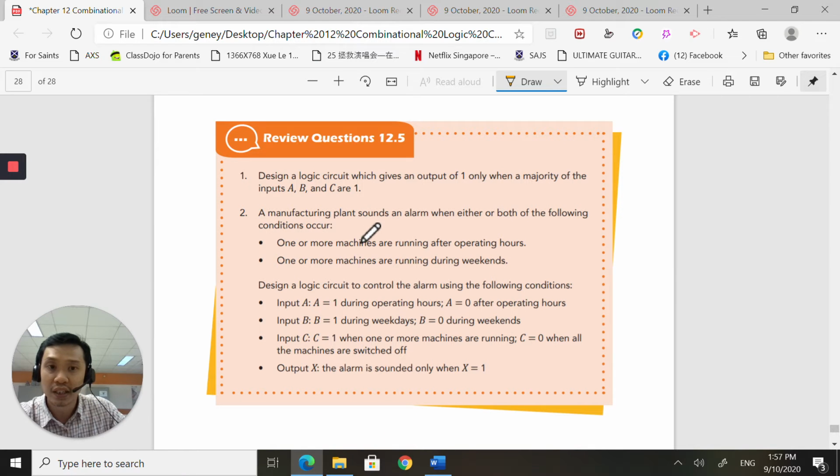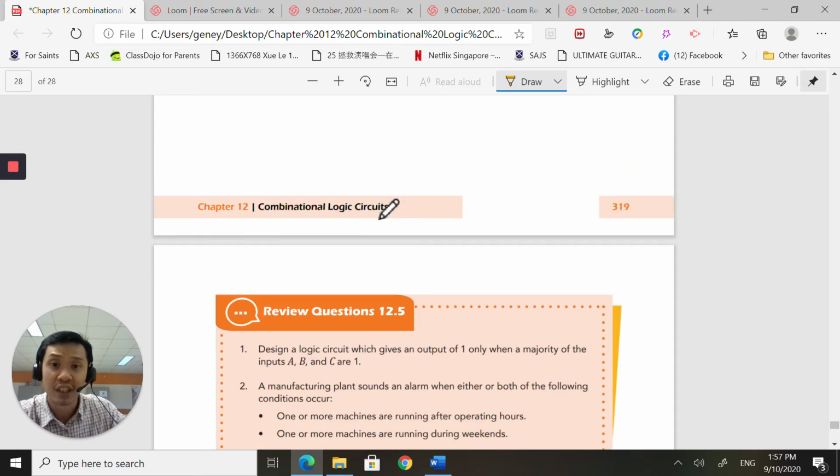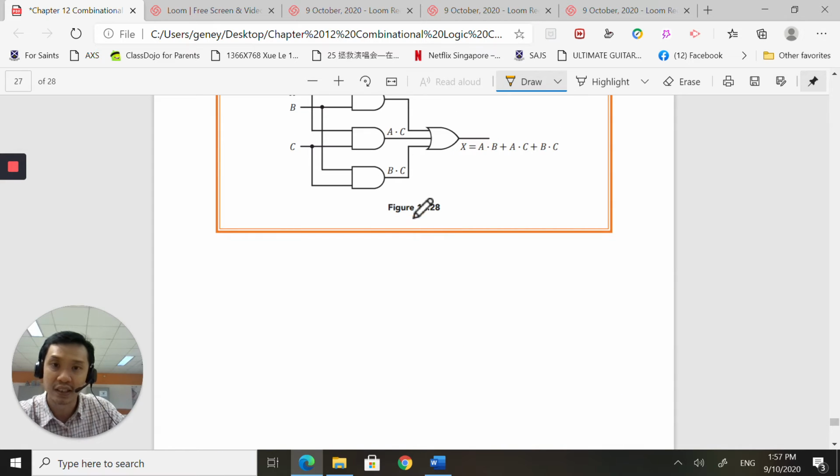Let's look at question 2. Question 1, majority of the inputs A and B are 1. Majority means 2 out of 3. It will be exactly the same as this. So let's look at question 2.